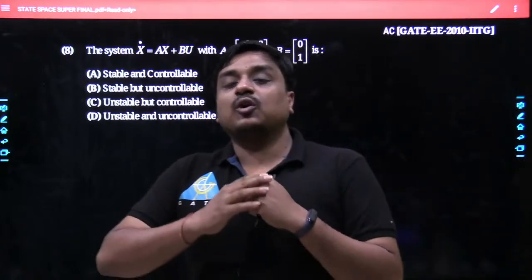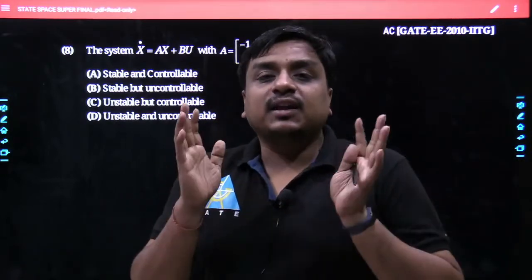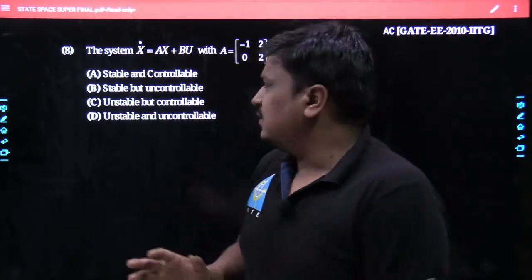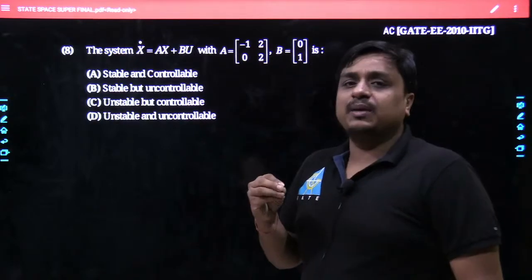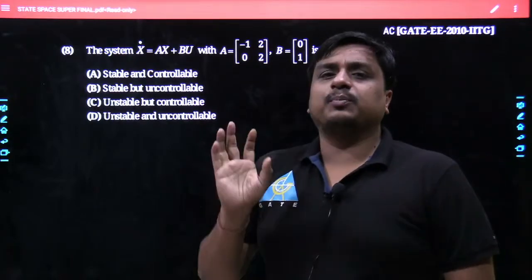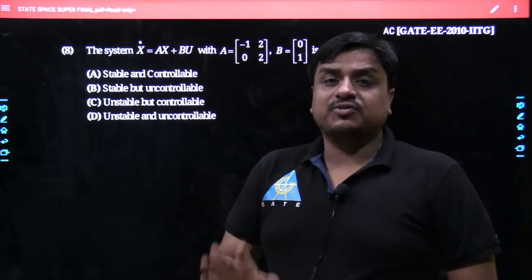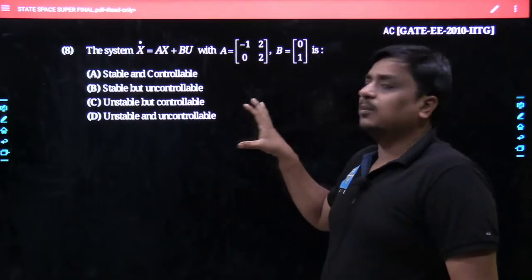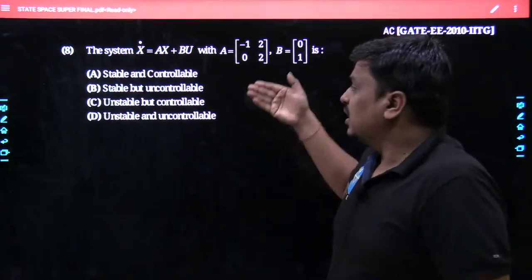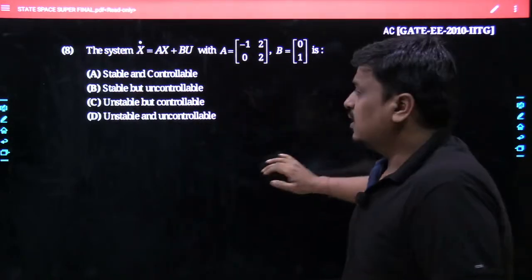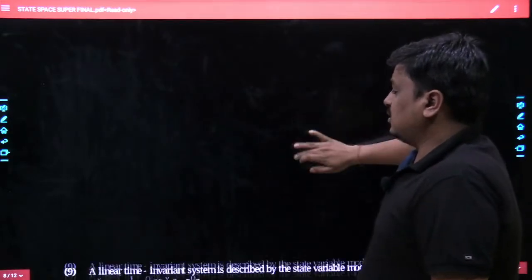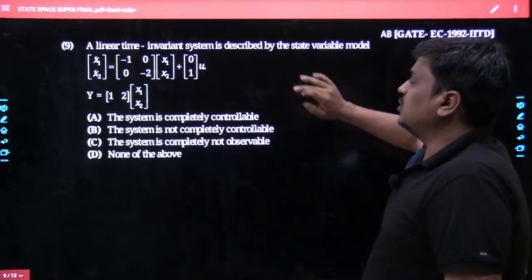If you guys have not seen any concept regarding controllability and observability, still with the help of these questions, I would be able to communicate all of the important points within controllability and observability. So we are going to learn about controllability and observability with the help of this problem. Agreed? This would be the 8th question of the day.